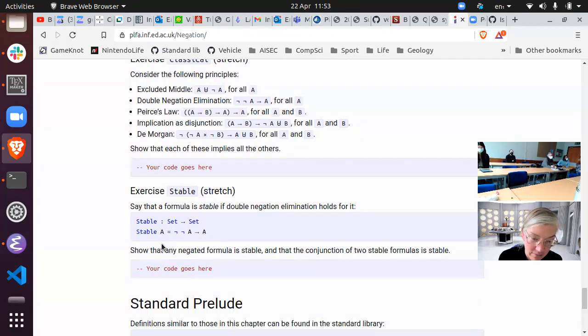Yeah, and then stability for certain types. I mean, if the type is decidable, right, you can prove that not not A implies A. So any type that's decidable, you can prove not not A to A for, but not all types. Yeah, not all types satisfy that, but yeah. Should have any negated form that is stable, which is indeed an uninteresting exercise because that's exactly what we've shown above, that not not not A implies not A.